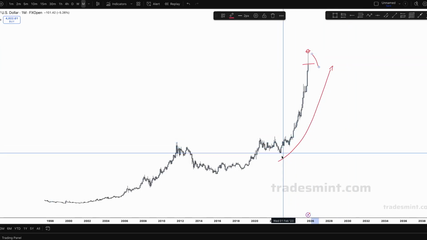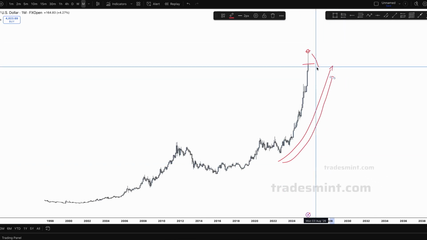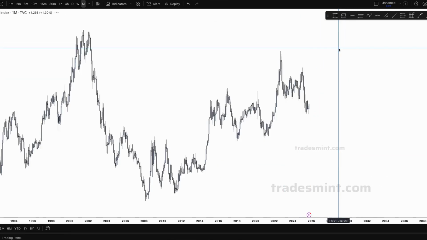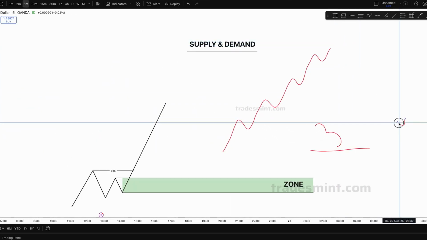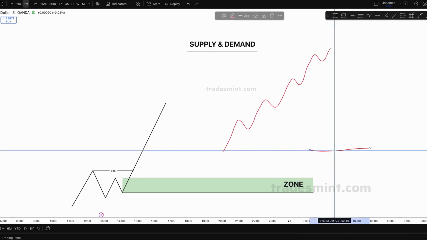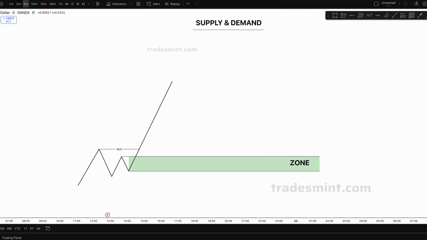So basically, it's a situation where if we have high demand for an asset, markets go up. If we have low demand for an asset, markets will go down. All right, that's how it works. Now, tying that back to the theory of how it actually becomes relevant inside of the market and how we visualize supply and demand. Well, supply and demand can actually be seen on the charts as zones.